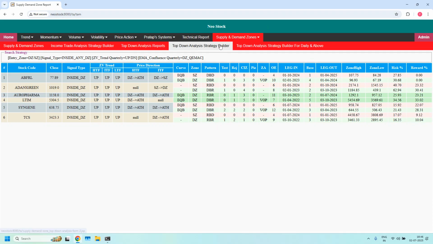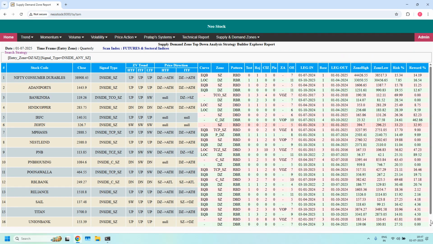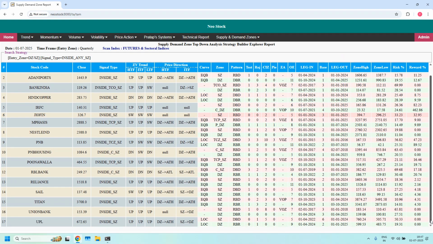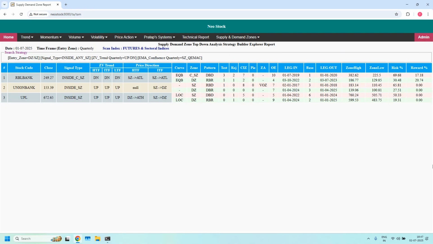Okay, next, price closed inside the quarterly supply zone. First 16 stocks in the list. Scrolling the list down, total 17 stocks are filtered. Okay, let's further filter based on quarterly supply zone having quarterly EMA confluence. And also trend on the quarterly should not be sideways. It can be up or down. We got 3 stocks.